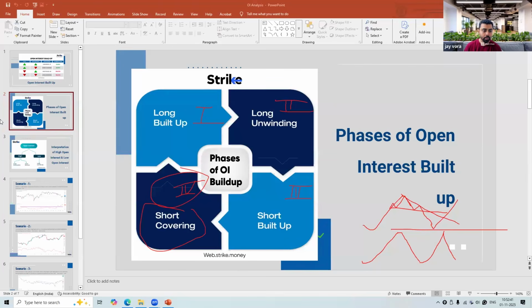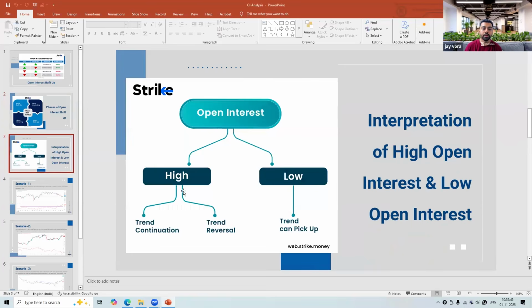Now open interest can be high and it can be low, so what to interpret from that is something we need to understand. Say for example, when the open interest is high, there are two possibilities: one is trend continuation or trend reversal. So how do we know whether it is a trend continuation or trend reversal? So imagine that this is the stock price.